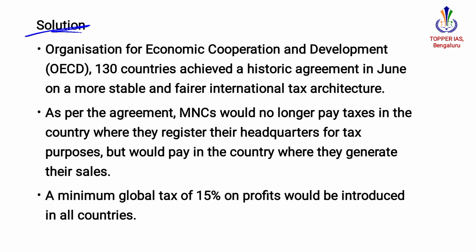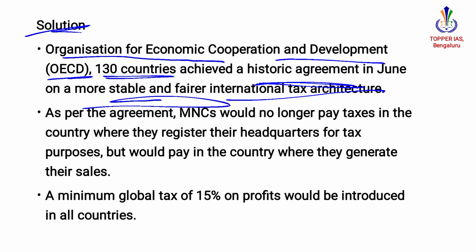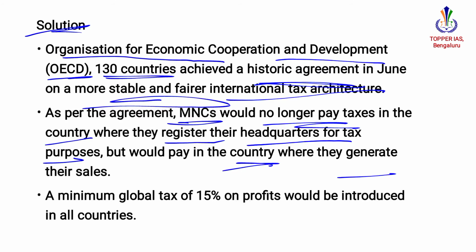What was the solution? The OECD, the Organization for Economic Cooperation and Development, brought 130 countries together to achieve a historic agreement for a more stable and fairer international tax architecture. As per the agreement, MNCs should no longer pay taxes in the country where they are registered or headquartered for tax purposes, but would pay tax in the country where they generate their sales, where the products are sold.